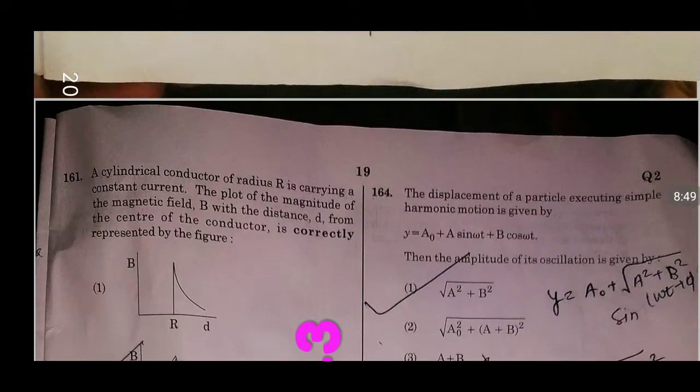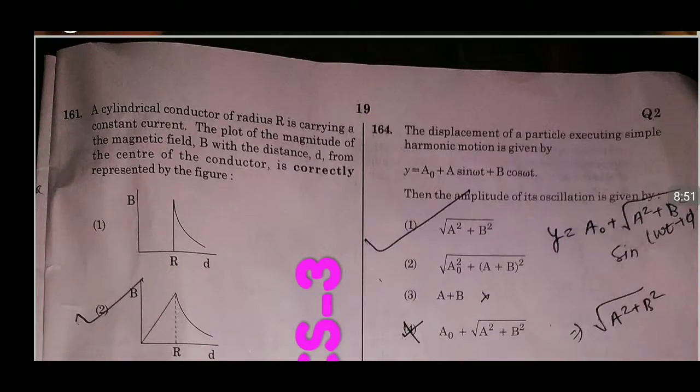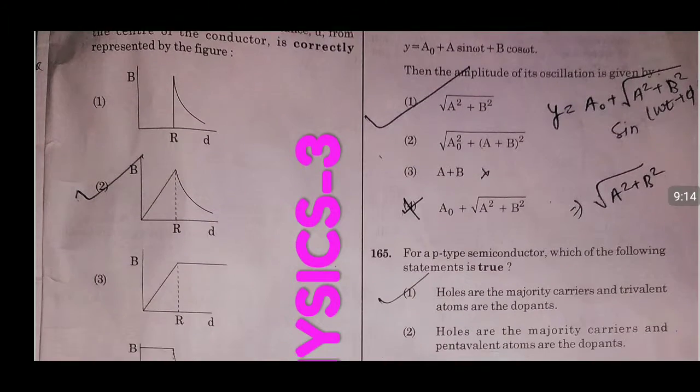And next question. The displacement of a particle executing simple harmonic motion is given by y equals a naught plus a sine omega t plus b cos omega t. Then the amplitude of its oscillation is given by... Then right answer is equal to root under a square plus b square. Option number first will be the right answer.